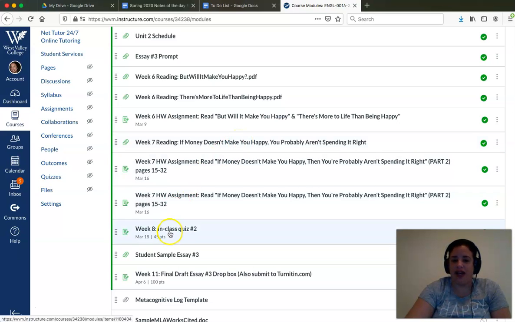And then there's nothing in here right now, but week 8 in class quiz, this is where the quiz will show up on the 1A side.